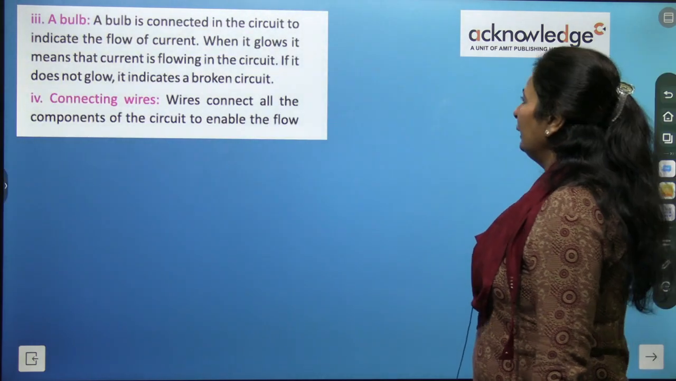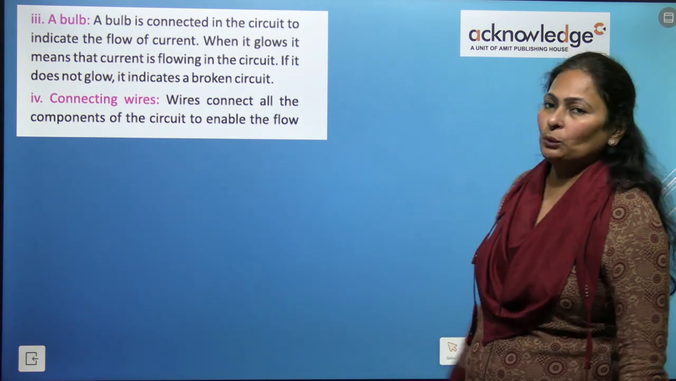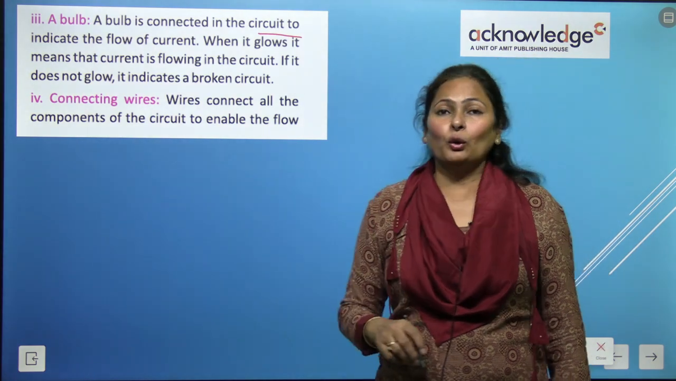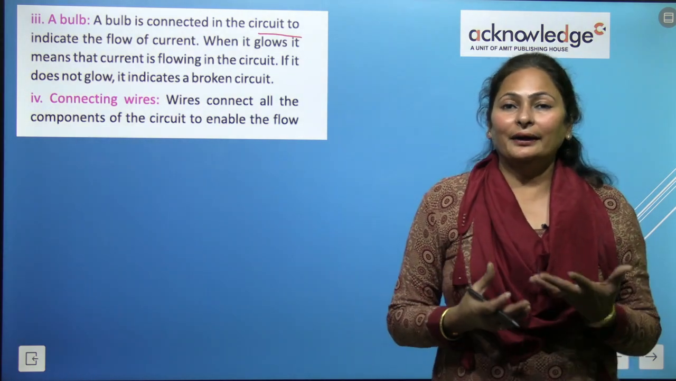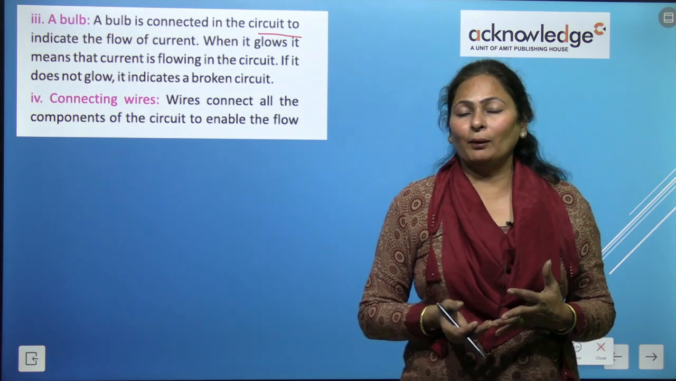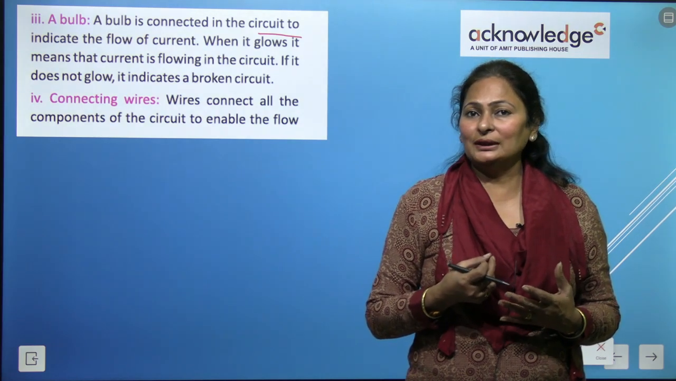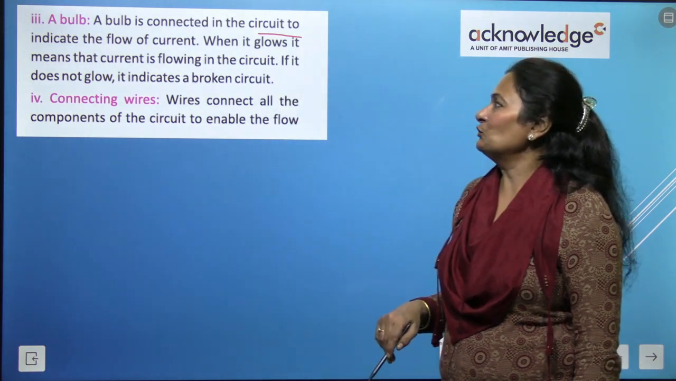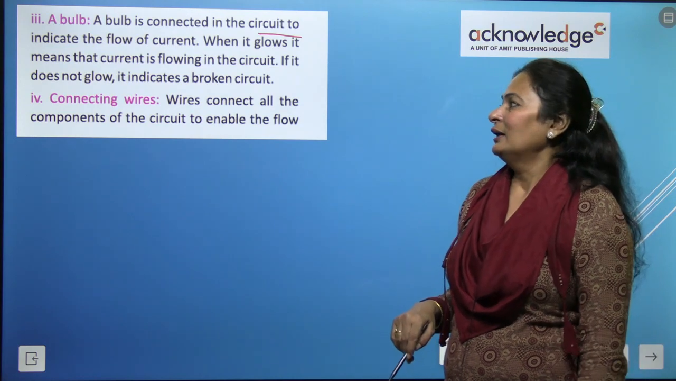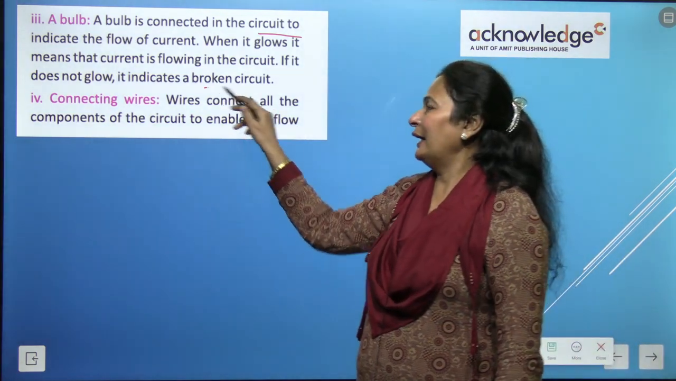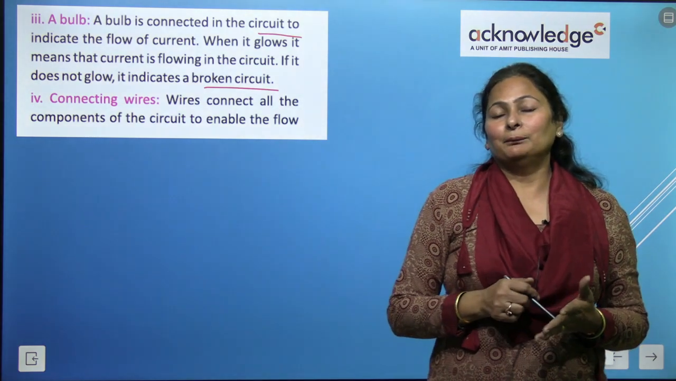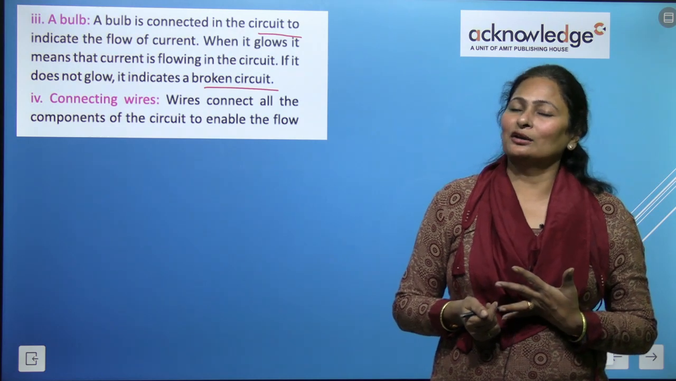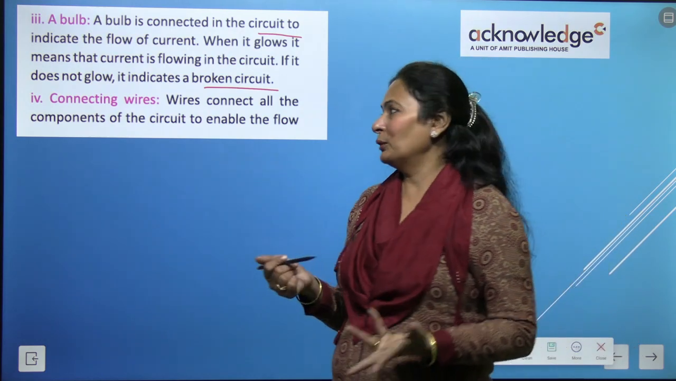Now, the third component is a bulb. A bulb is also needed to glow. A bulb is connected to the circuit to indicate the flow of current, whether current is there or not, or whether it is flowing properly. How would you come to know about this? If the bulb is placed, when it glows, it means the current is flowing in the circuit, and when it is not glowing, you can understand that there is some problem: either the bulb is fused or the circuit is not closed properly or it is broken somewhere.